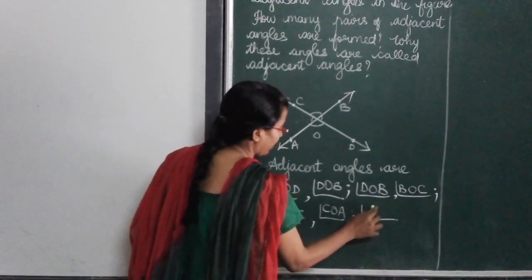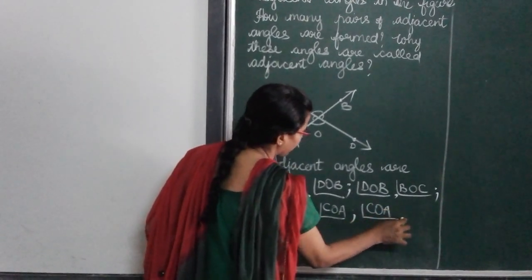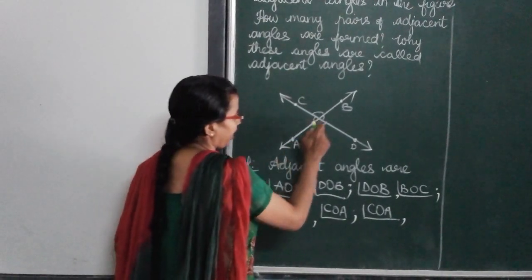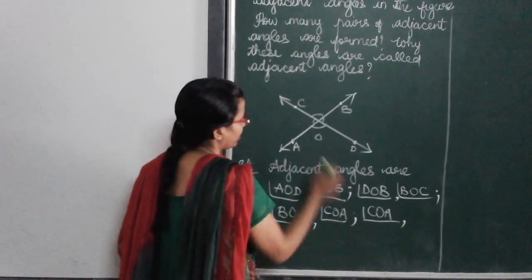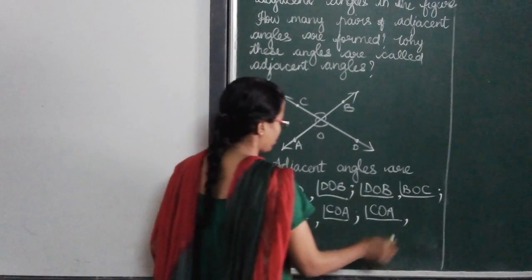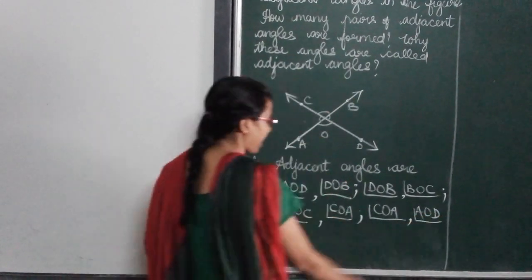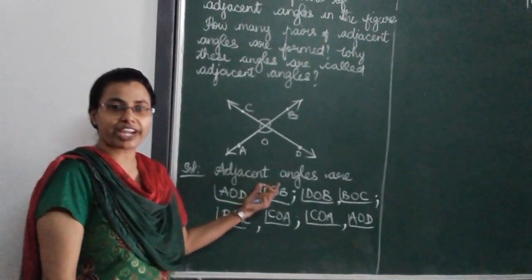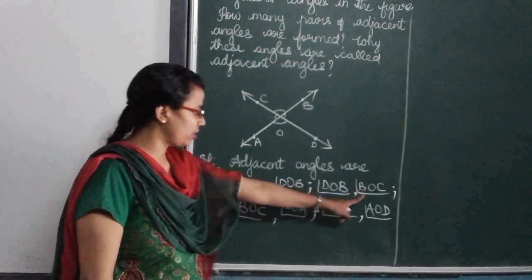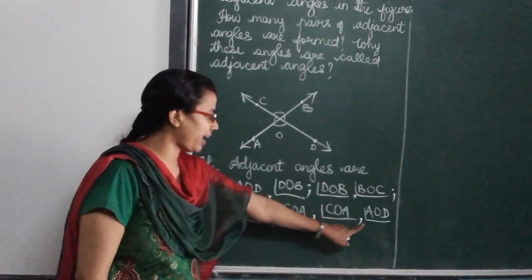Angle COA is adjacent to AOD. COA is adjacent to AOB. So how many pairs of adjacent angles did you get? This is 1, 2, 3 and 4.